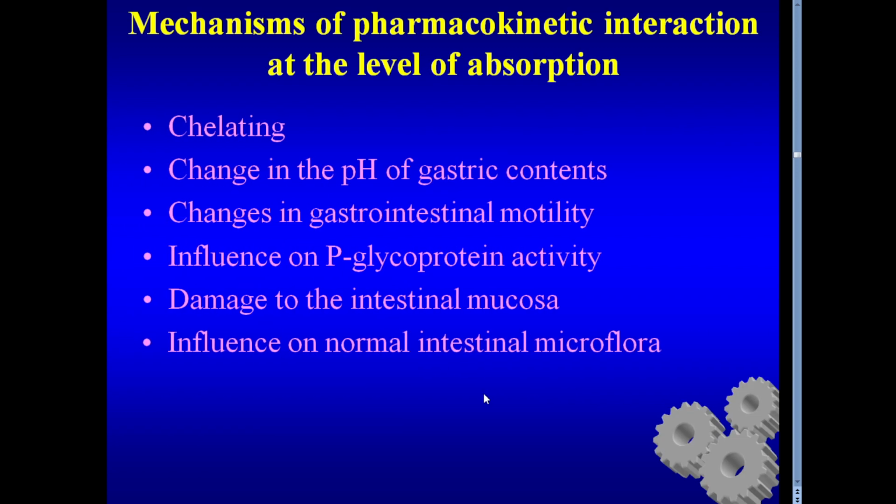First of all, at the level of absorption, what can be in mixing of drug in interaction? Chelating or formation of chelates. This is direct chemical reaction. Chelates are not absorbed. That's why, of course, absorption of agent is inhibited, decreased. Change in the pH of gastric contents. Changes in gastrointestinal motility. Influence on P-glycoprotein activity, this transport system. Damage to the intestinal mucosa and influence on normal intestinal microflora.